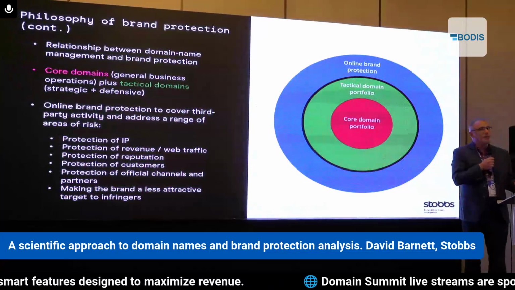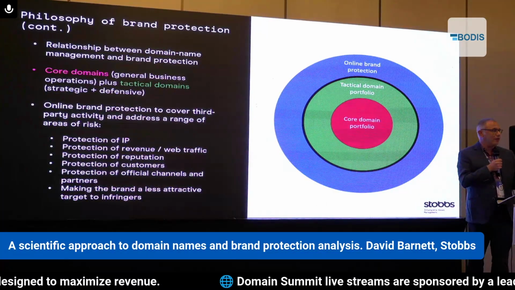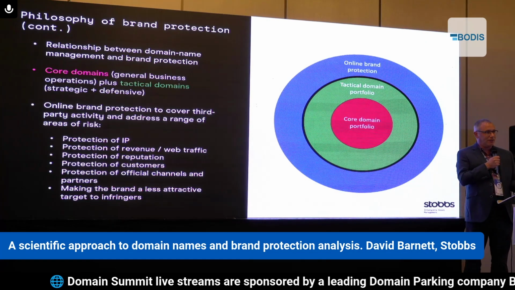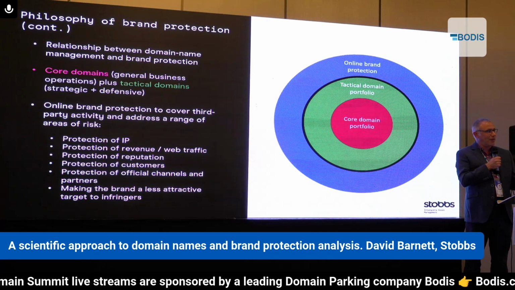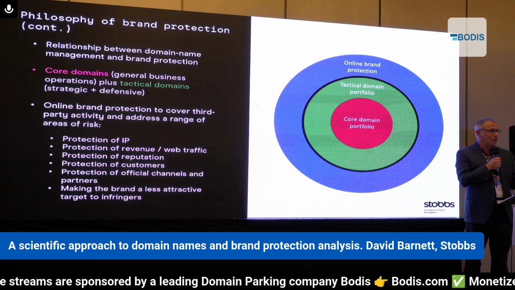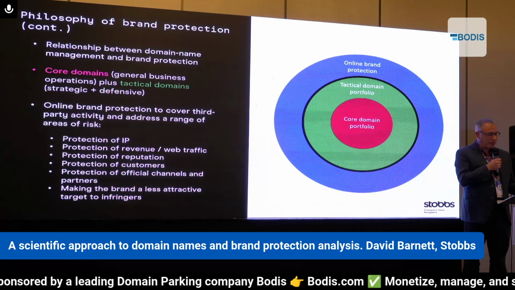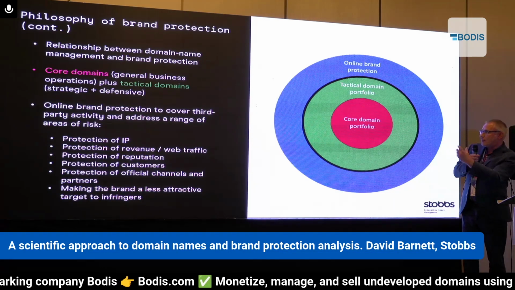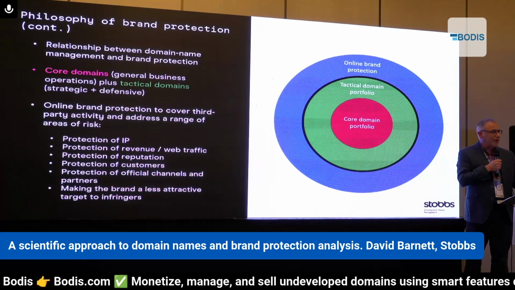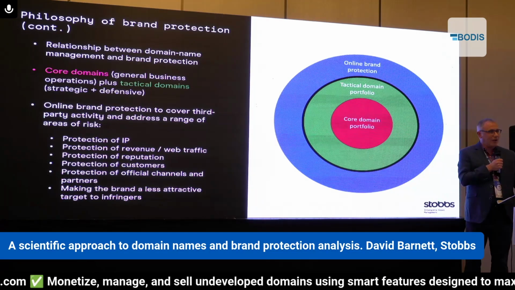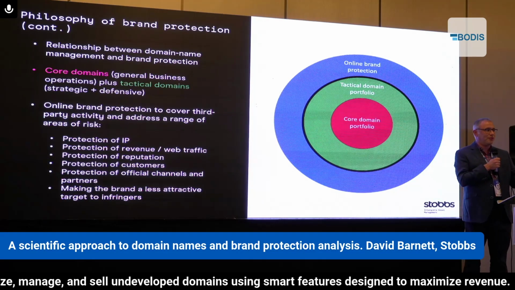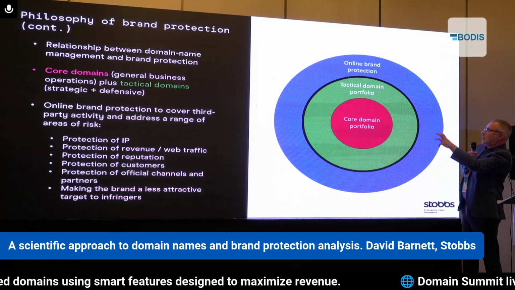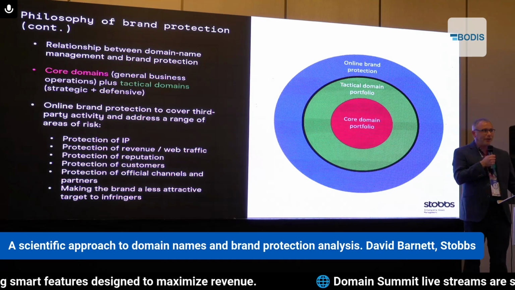Some of those may be defensive registrations that have been held to prevent them being used by third parties. Some of them may be strategic domain registrations, which are being held to be used in the future. They may relate to new brands that are being launched, new geographic areas that the brand is planning to expand into, and so on. I guess the thing to take away from this is, you will always have, as a brand owner, a tactical domain portfolio, but you can't possibly register every possible domain name variant that could be used by an infringer. So this is why domain name management should always be accompanied by an online brand protection program.